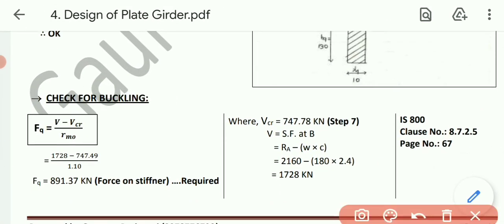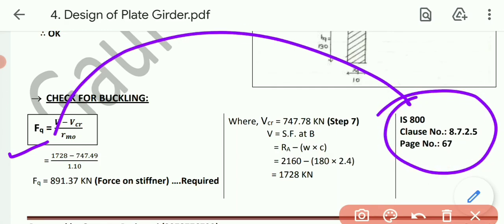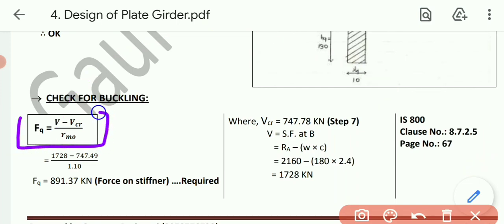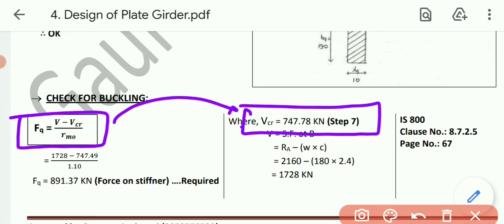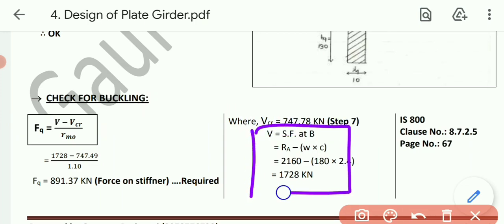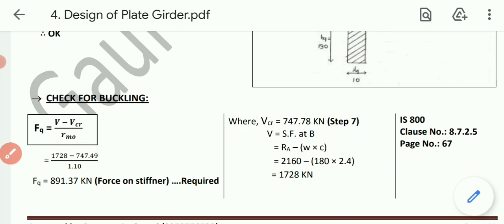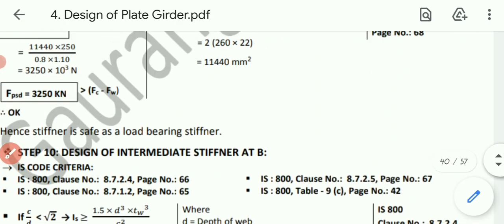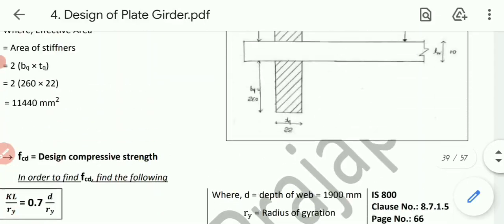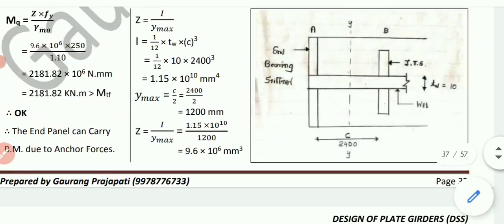First of all, the FQ formula stands in IS 800, 8.7.2.5, page number 67. The formula is V minus VCR by gamma M0. Now we have already calculated VCR in step number 7, that is 747.78. V stands for the shear force at B. For that, let me take you to the figure. We have drawn the plan of this one over here.